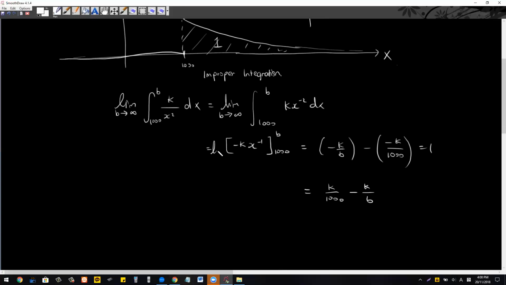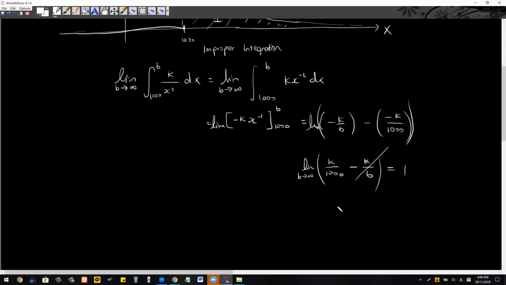Actually, I forgot to put the limit here. And this is a limit as well. And so from here, as b goes to infinity, you can see that this term becomes 0, doesn't it? And this has to equal 1. Okay. So you get k over 1,000 has to equal 1, so k must equal 1,000.